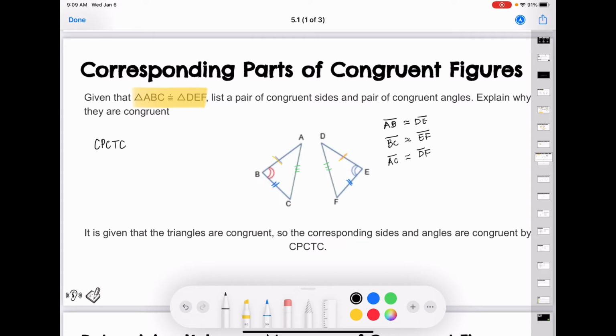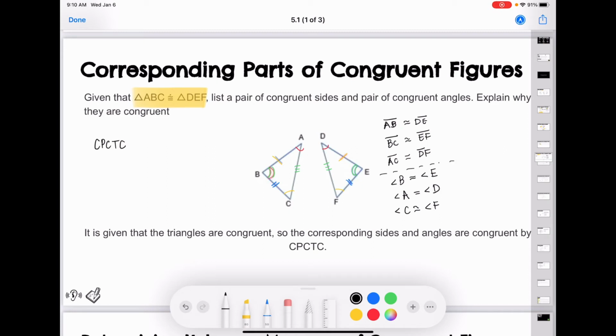Okay. And now let's go ahead and identify our congruent angles. Well, here we have angle B, which is congruent to angle E. So angle B is congruent to angle E. If we know these two are congruent, then we can also assume that angle A is congruent to angle D. And then our last one, angle C, is congruent to angle F. So that's basically the list of sides and angles which are congruent to each other.